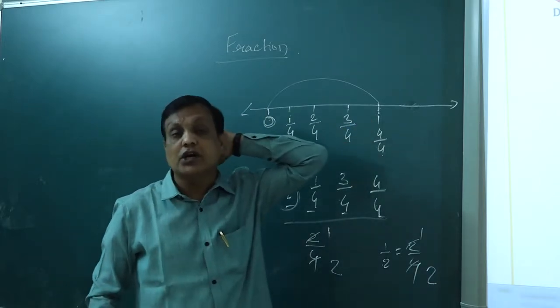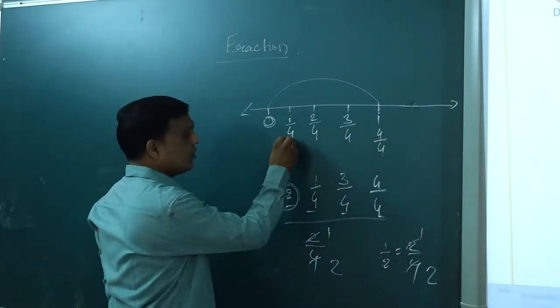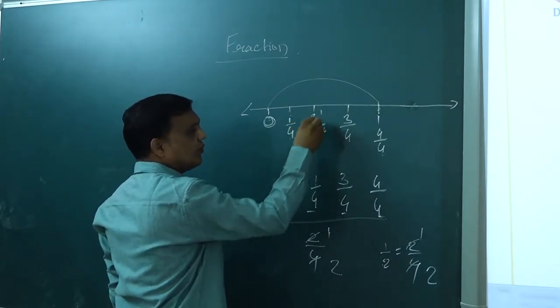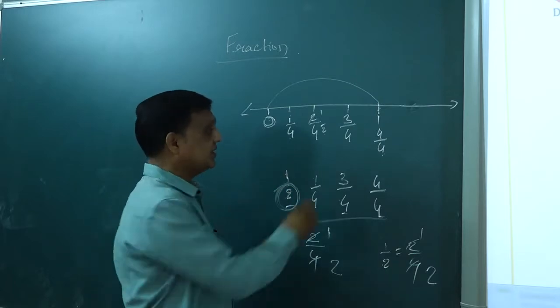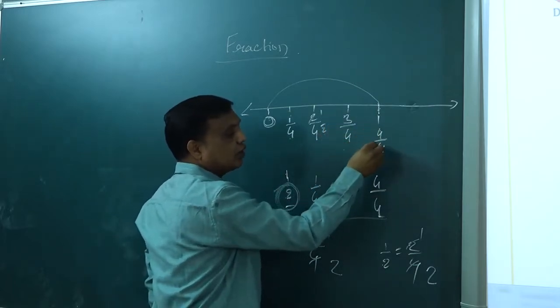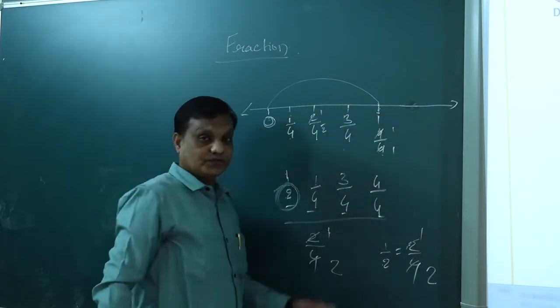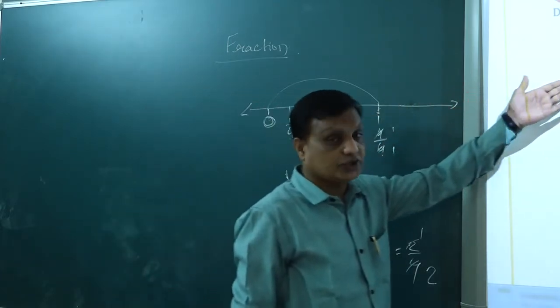4 upon 4 means what? A full number. Now see, 1 upon 2 and 2 upon 4 are both equal. This is 3 upon 4 and this is 4 upon 4, which means 1. How? 4 ones are 4, and 4 upon 4 is 1. Got it? Now come here for the second question.